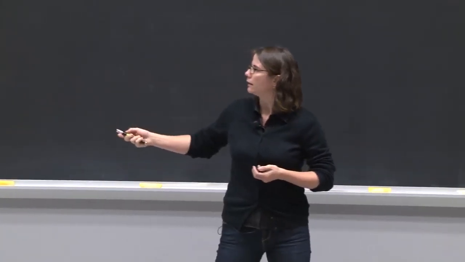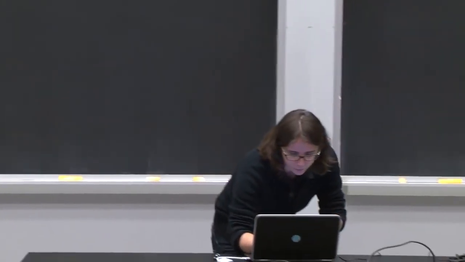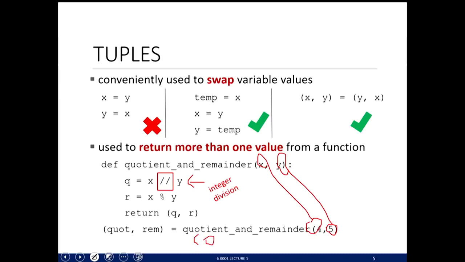Okay. So when the function returns here, this is going to say 0, 4. That's the tuple it's going to return. Right? q is going to be 0, and r is going to be 4. So then this line here, quot, rem equals 0, 4, is sort of like what we did up here. So it assigns quot to 0, and rem to 4. Okay, so we can use tuples. This is very useful. We can use them to return more than one value from a function.